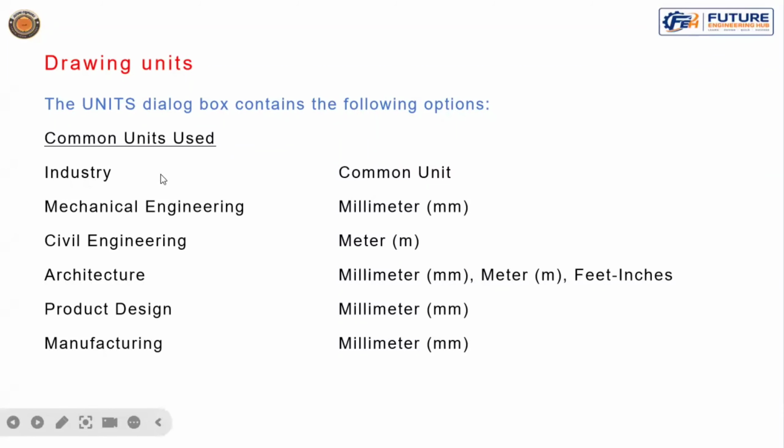Common units used in industries. There are different industries, different units. Mechanical engineering industries, millimeter. Civil engineering industries, meter. Architecture industries, millimeter, meter, feet and inches. Product design, millimeter. Manufacturing, millimeter. Clear up here?